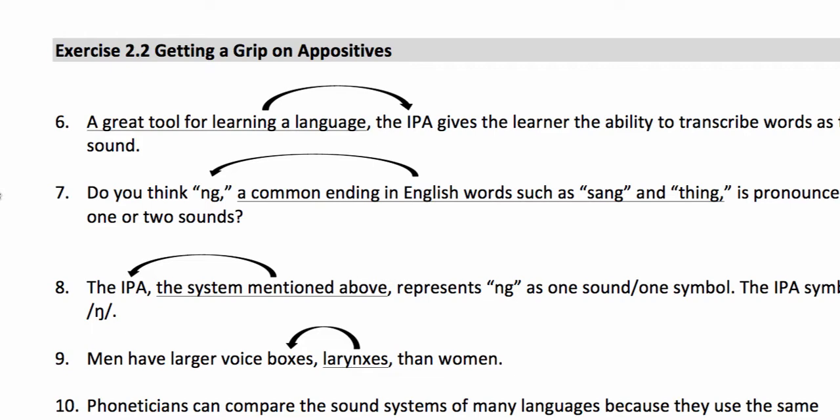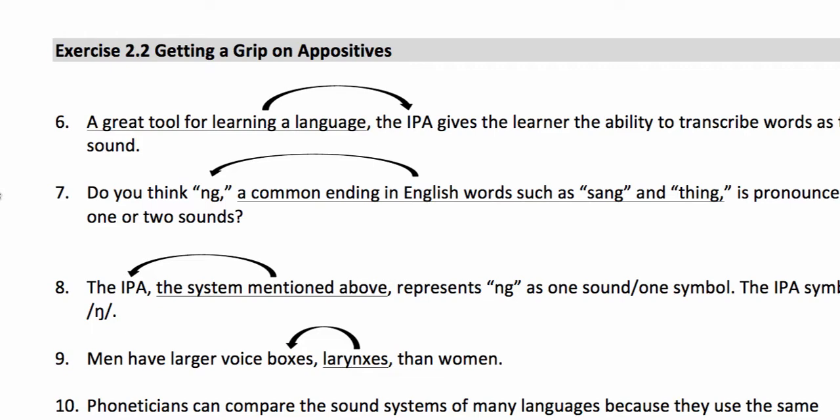One student told me last semester that they thought of the commas as handles on a basket, right? So you can pick it up. You can pick up the appositive and take it out of the sentence. The commas here with the appositives are signaling that what is set apart with the commas is not necessary to the sentence. In number 8, the system mentioned above is just clarifying the IPA.